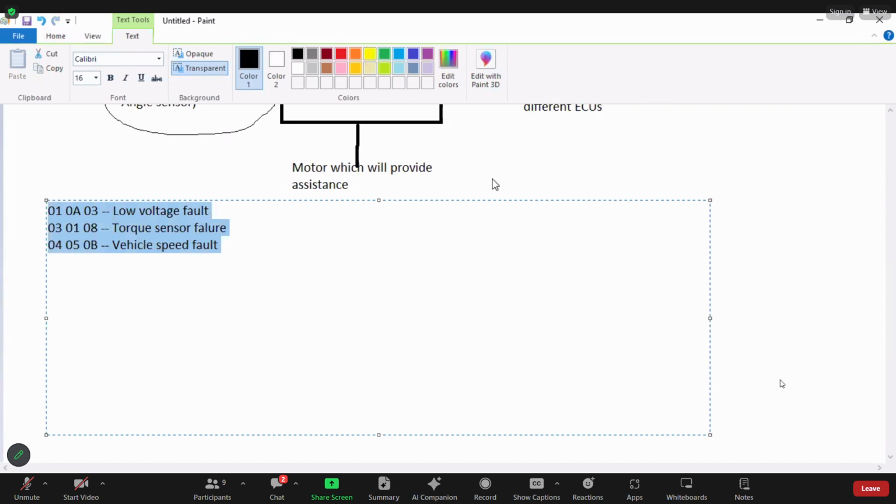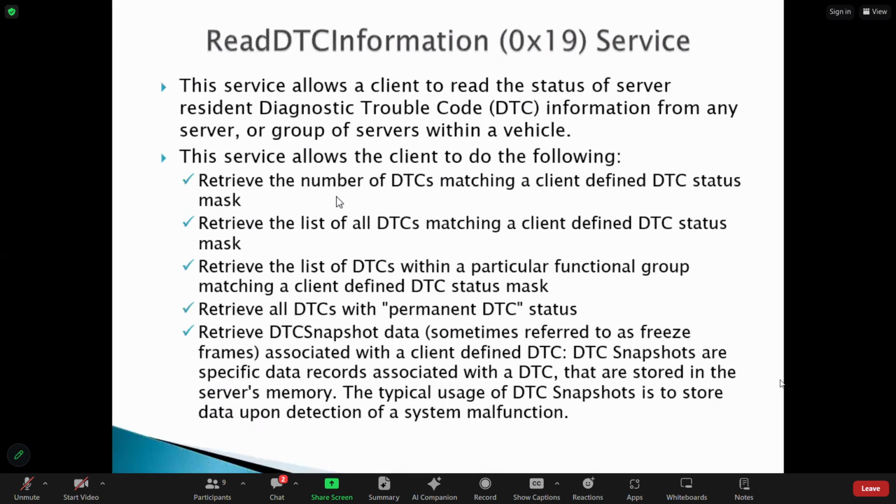Now let's say retrieve the number of DTCs. This point is: retrieve the number of DTCs matching a client-defined DTC status mask. That means it will give how many DTCs are there in the memory. We know there are 3 DTCs stored in the memory. So by using 19 service, first we can read how many DTCs are there in the memory.